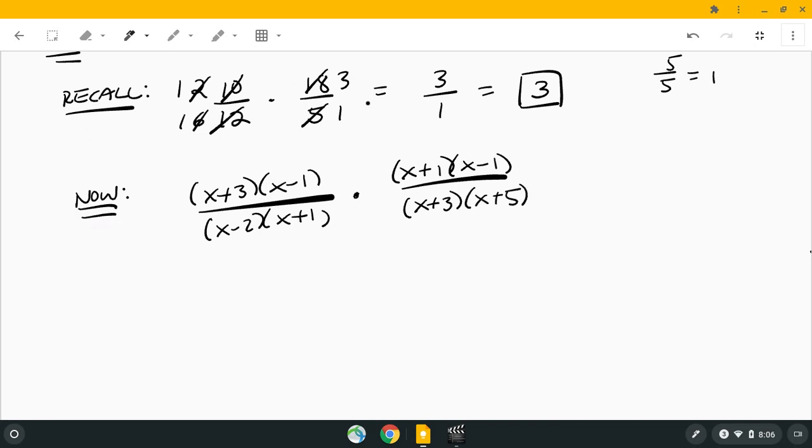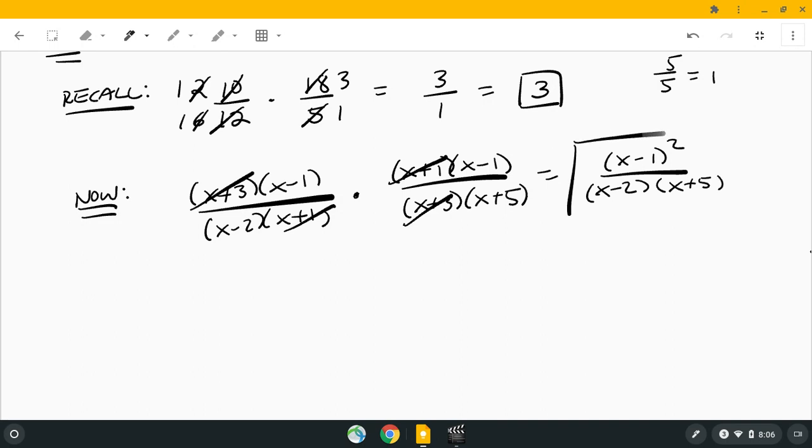Just like when we had just numbers, we can cancel anything in the numerators with anything in the denominators that match. We have an x plus 3 in the numerator and denominator, and an x plus 1 in the numerator and denominator. That looks like that's about it. Again, you cannot cancel these because that's numerator, numerator. So we end up with x minus 1 squared over x minus 2, x plus 5.